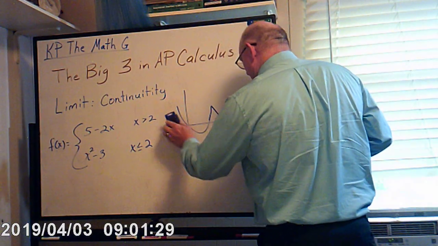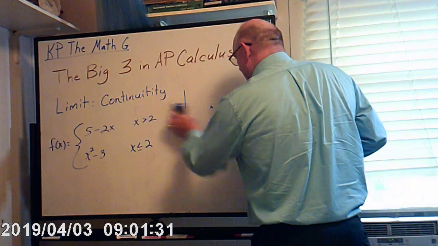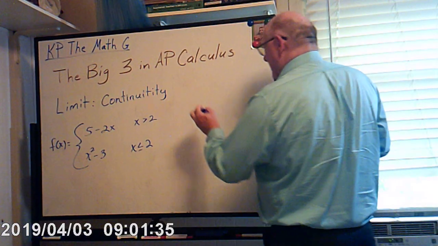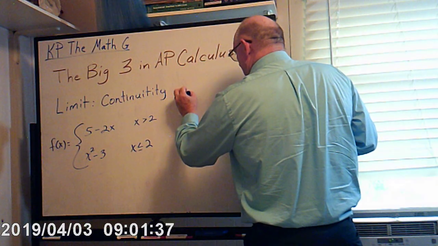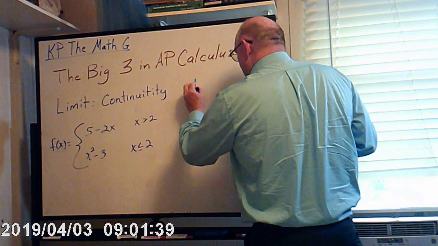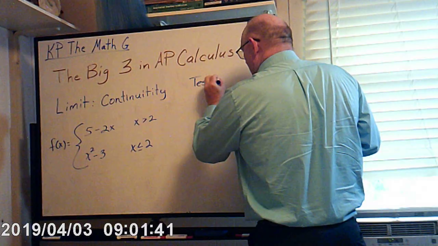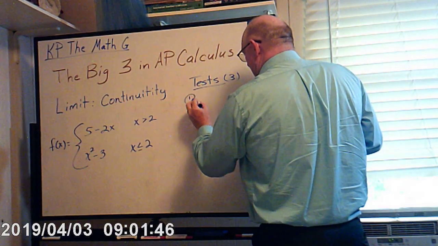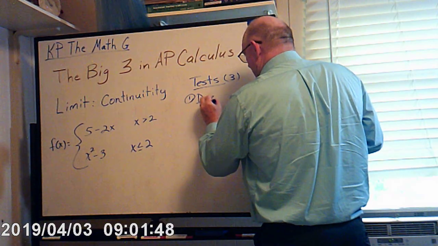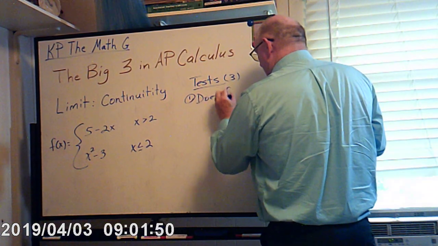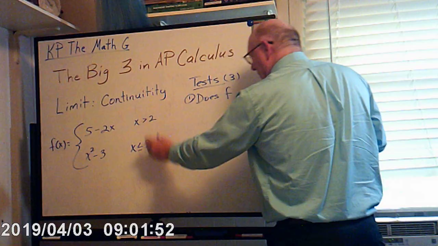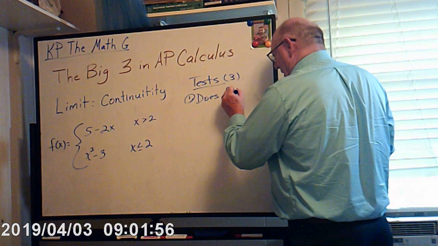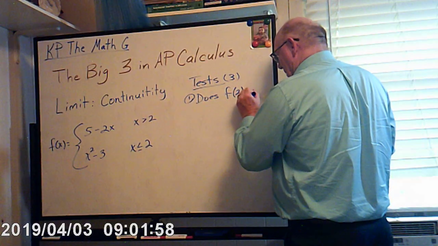Rule number 1. This is a test. Actually, you're running a test on it. Test number 1. So we're just going to say there are 3 tests. Number 1: does f(2) exist? In our case, we're looking at 2. This is the main one we're looking at. Does f(a), or f(2), exist?